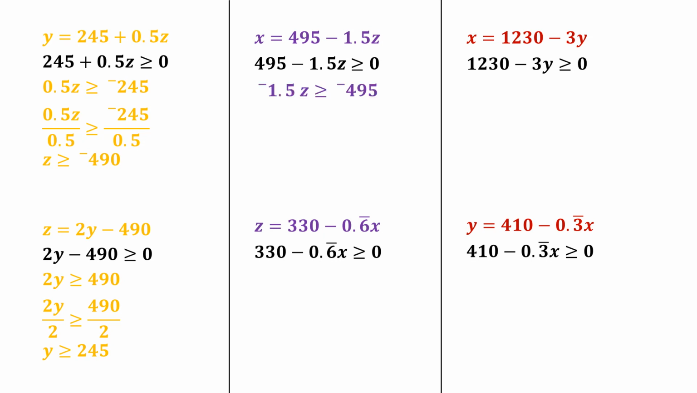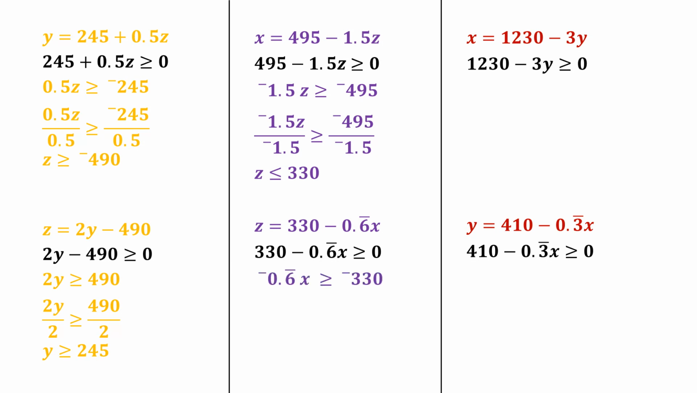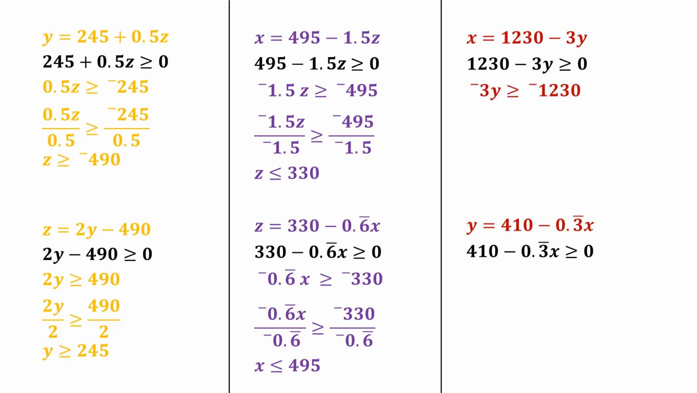Right, the next one, we're going to put the 495 on the other side, divide everything by negative 1.5. Now, don't forget when we divide by negatives with inequalities, the inequality sign swaps. So z is less than or equal to 330. Now we're going to put the 330 on the other side, divide everything by negative 0.6 recurring, and get x is less than or equal to 495. We've swapped the inequality again.